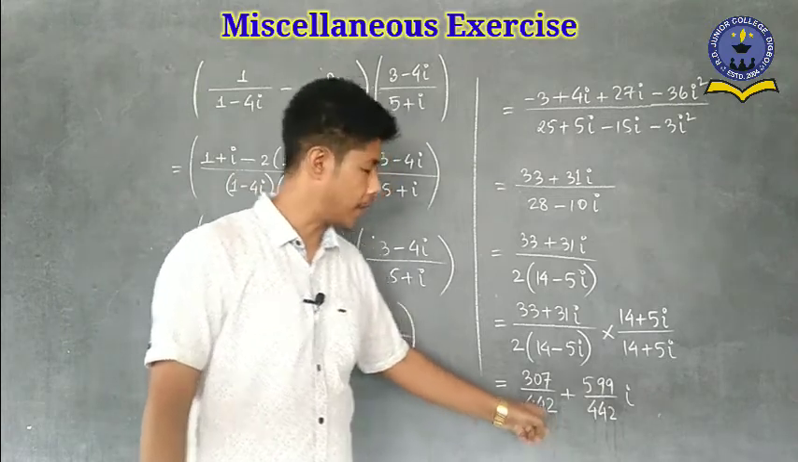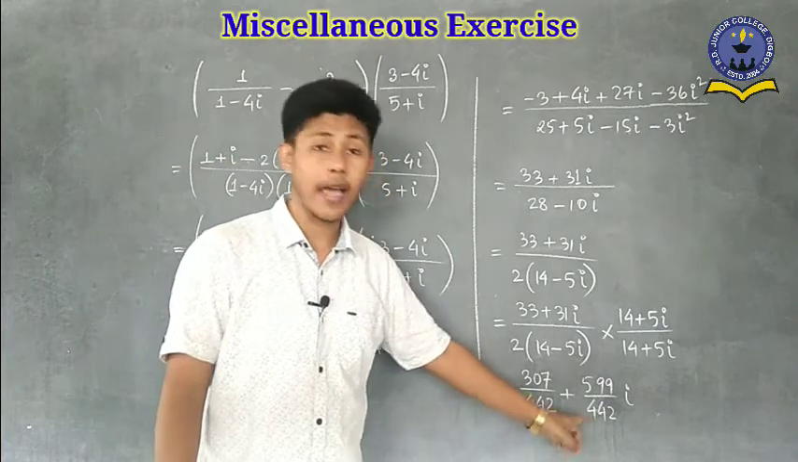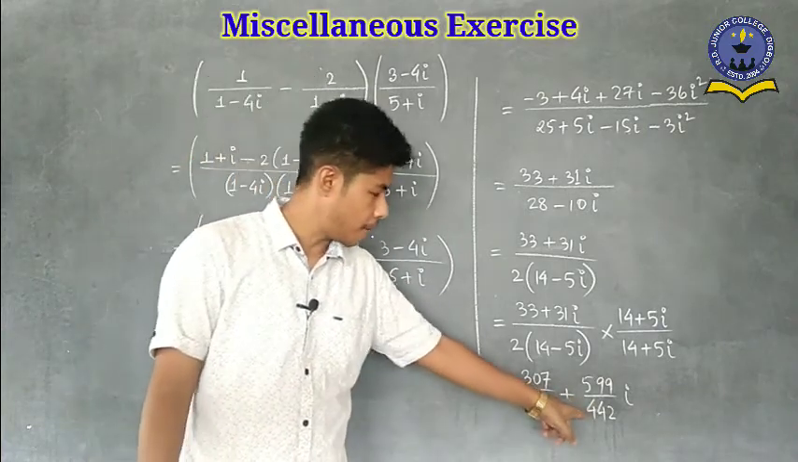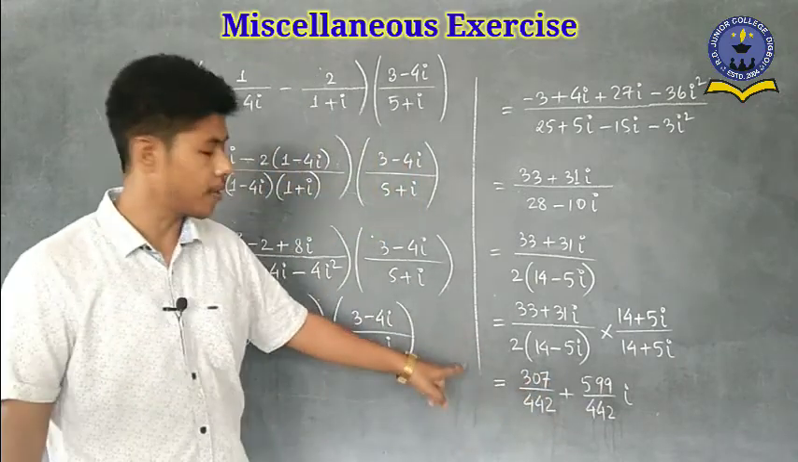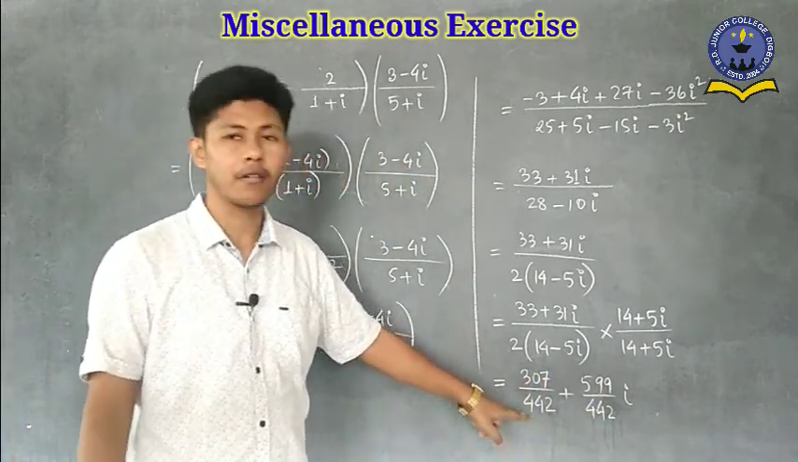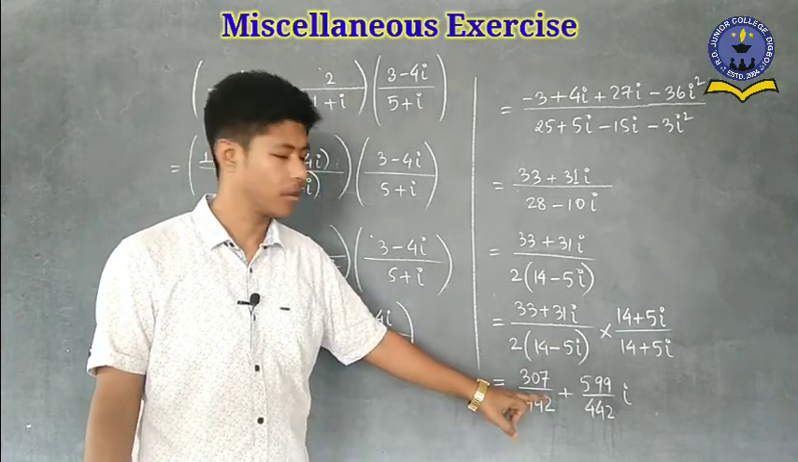So this one is the final result. After calculating this, we get 307 by 442 and 599 by 442 into i. So this one is a standard form of a plus ib, or not? So this result we have to find out in this way. Is it clear? So the calculation part is here. You have to do this one by yourself.